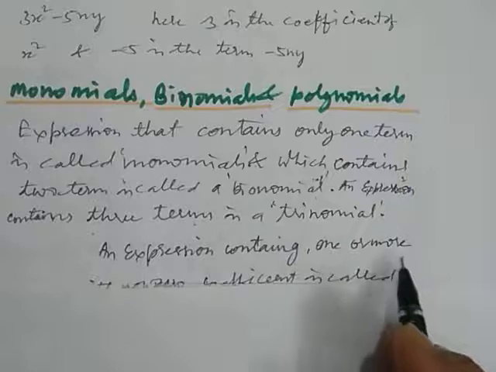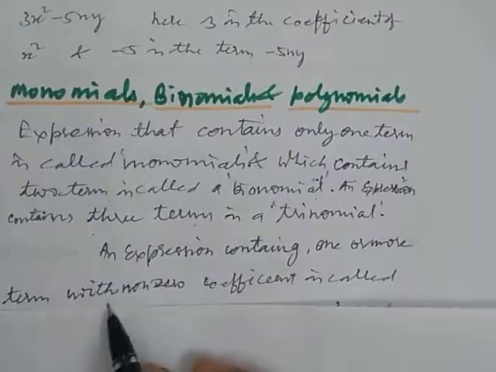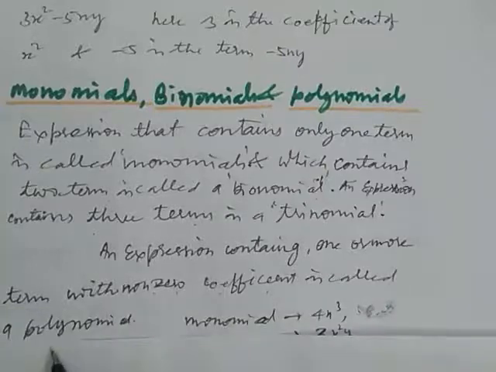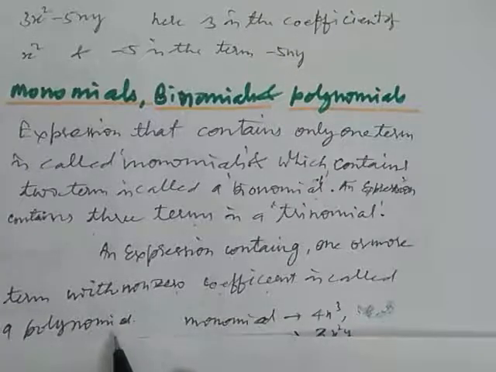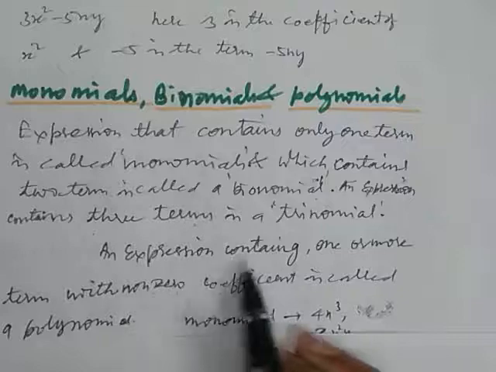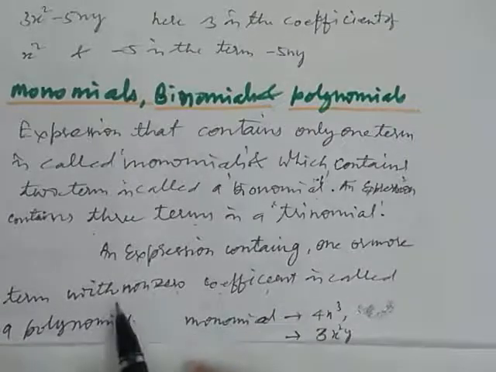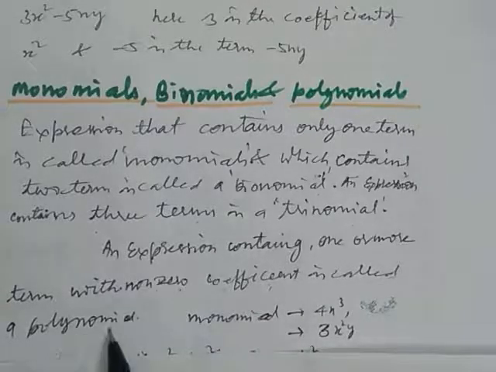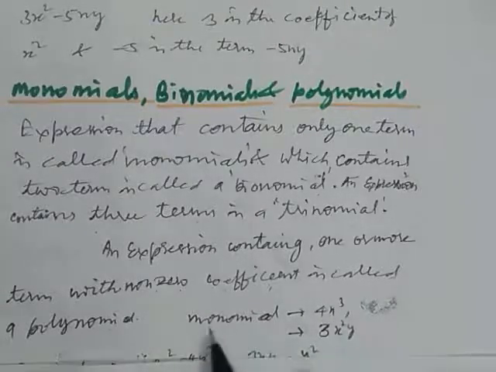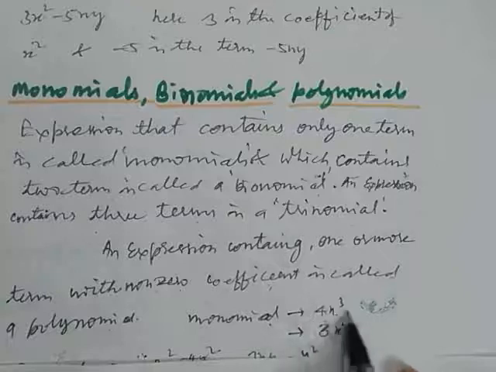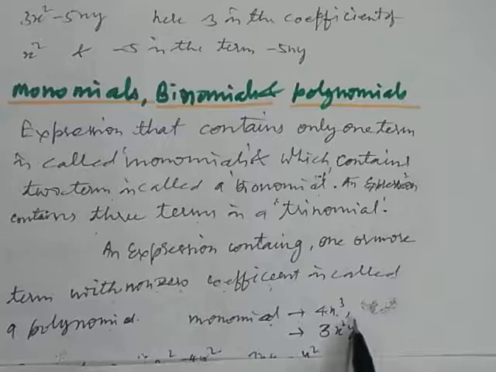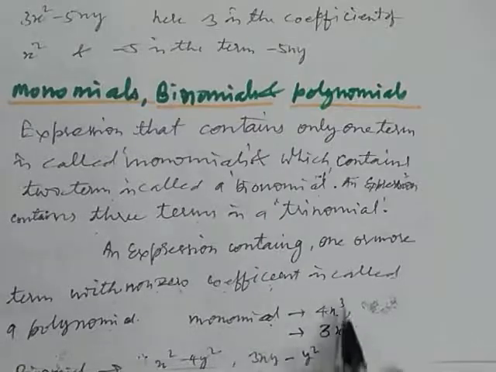An expression containing one or more terms with non-zero coefficient is called a polynomial. In general, an expression containing one or more terms with non-zero coefficient is called a polynomial. Here, monomial 4x cube is only a single term. 3x square y also has a single term. So these are the monomials.